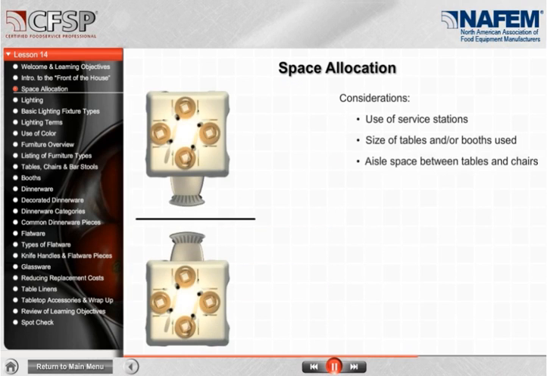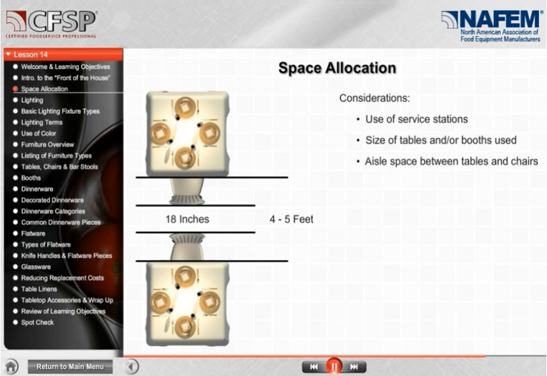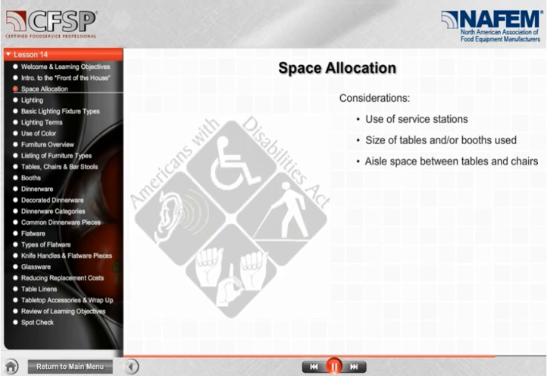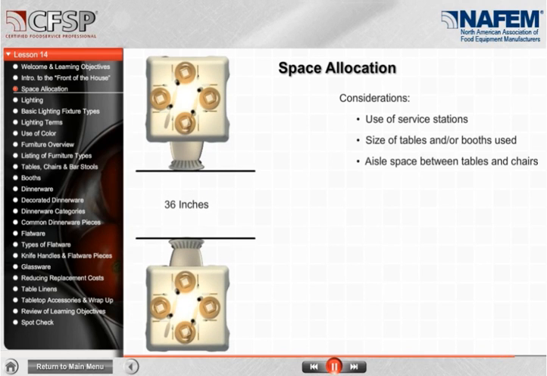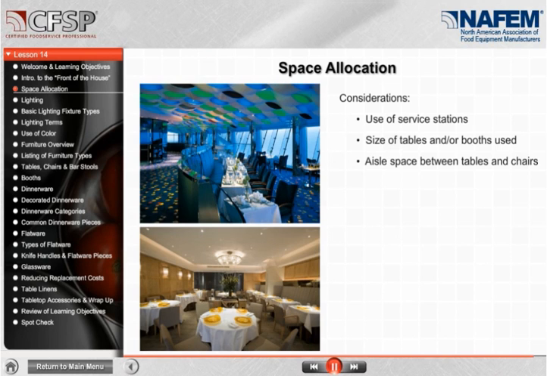Aisle space between tables and chairs needs to include a passage area, plus the area occupied by the individuals seated at the tables. Historically, the minimum passage area has been 18 inches between chairs or tables when placed 4 to 5 feet apart. However, the Americans with Disabilities Act requires 36 inches of clearance in dining area aisles for the maneuvering of wheelchairs, and that a minimum of 5% of total seating be accessible to wheelchair users.